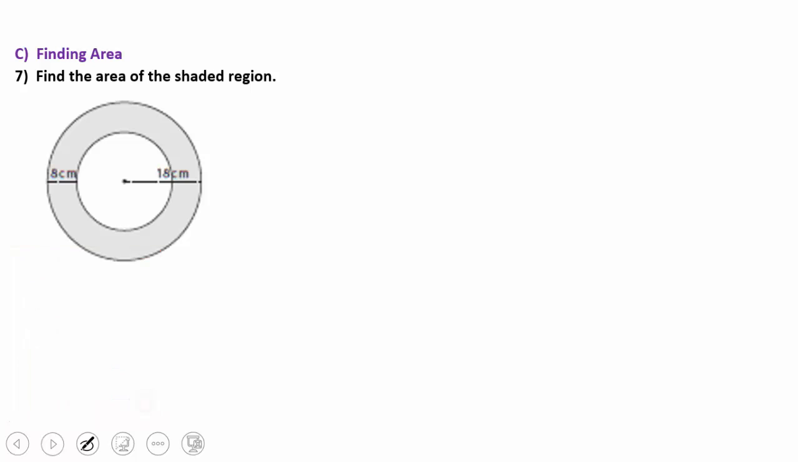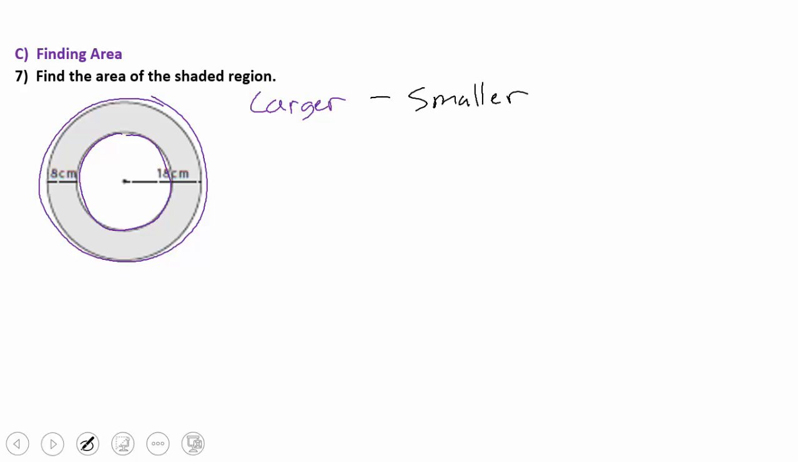the surface of this. So we recognize that we have a larger circle, and then inside of it a smaller circle that we're going to have to subtract out. So we're going to take the larger and we're going to subtract the smaller. So let's do the larger circle first. And we say that, hey, that's area is equal to pi times the radius squared. And we can see that the radius of the larger circle is 18 centimeters.